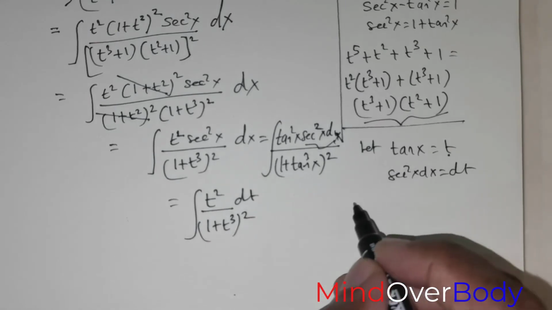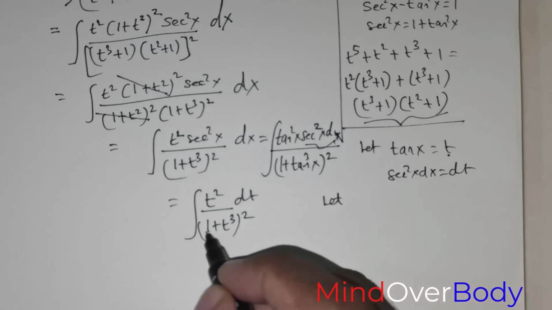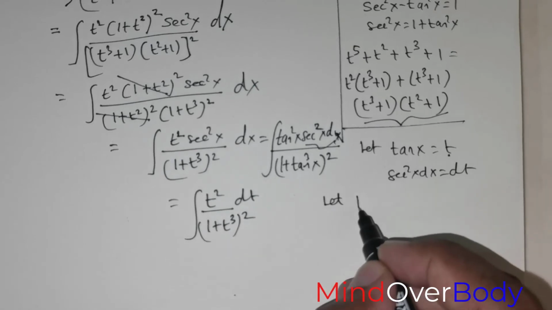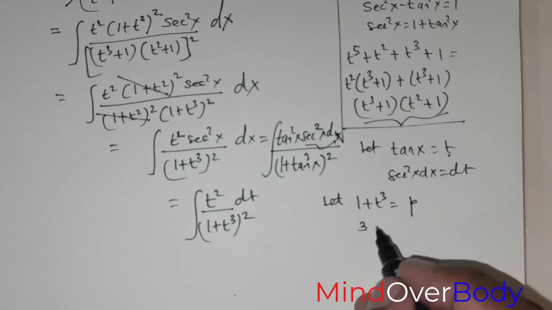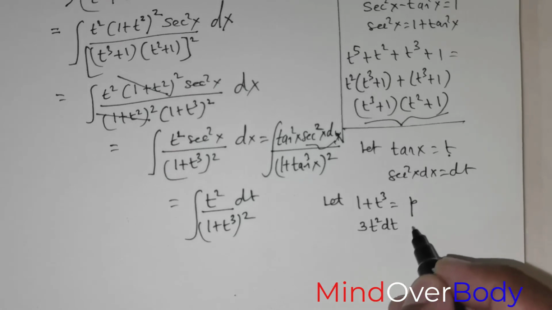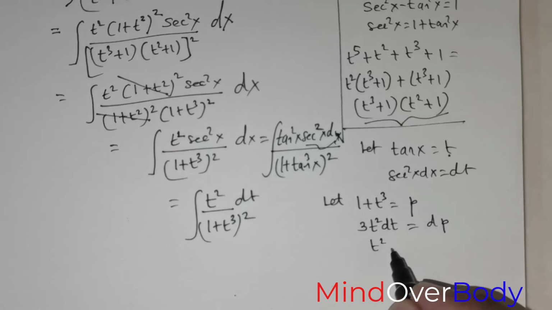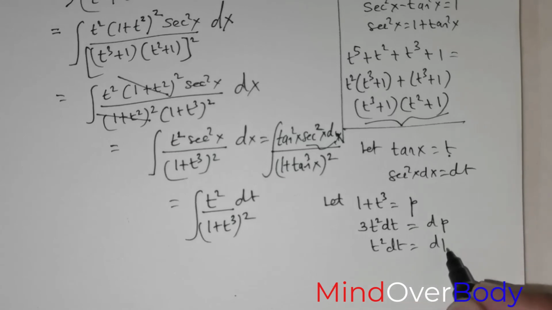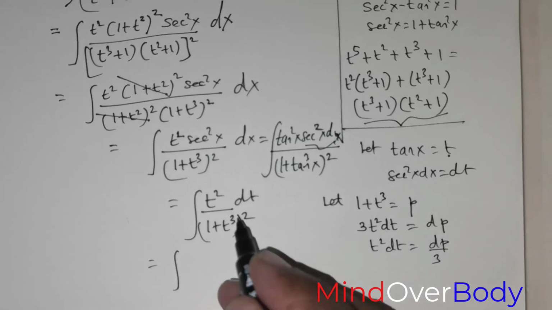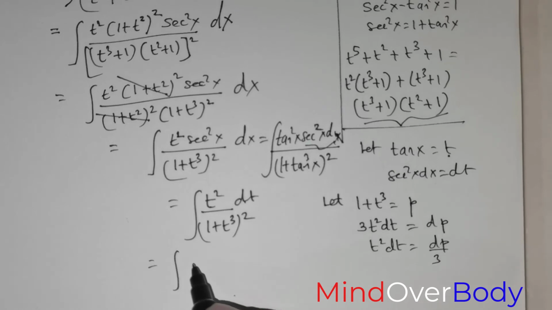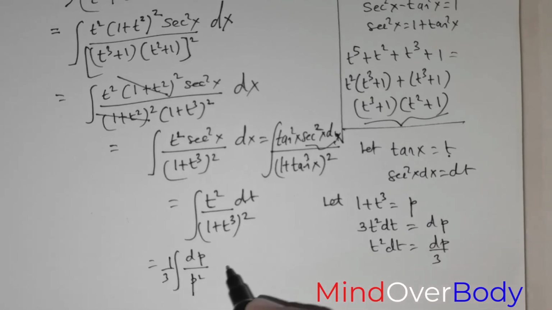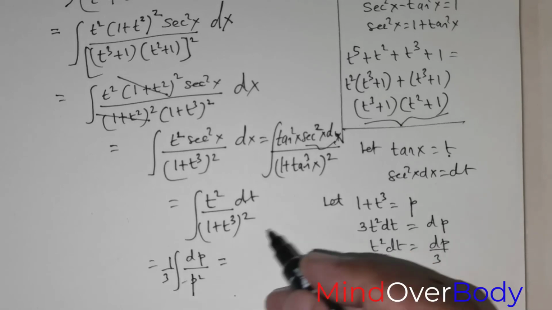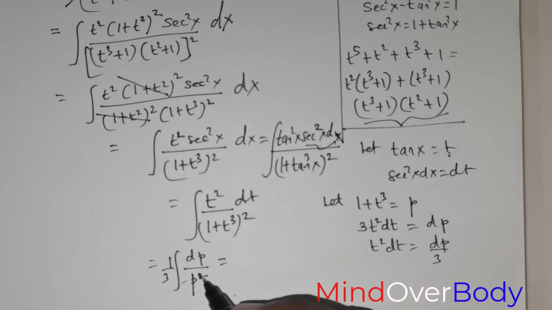Now I'm going to make another substitution. Let 1 plus t cubed be equal to some p. I differentiate this, I get 3 times t squared times dt is equal to dp. So from here t squared dt is equal to dp over 3. So in place of t squared dt, I'm going to substitute dp over 3 divided by, in place of 1 plus t cubed, p squared. It's actually p because of the degree 2. This is going to be p squared.